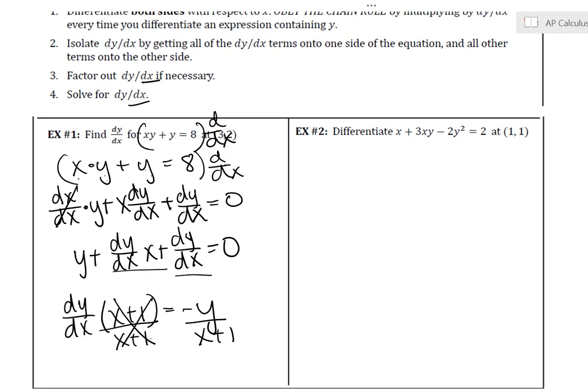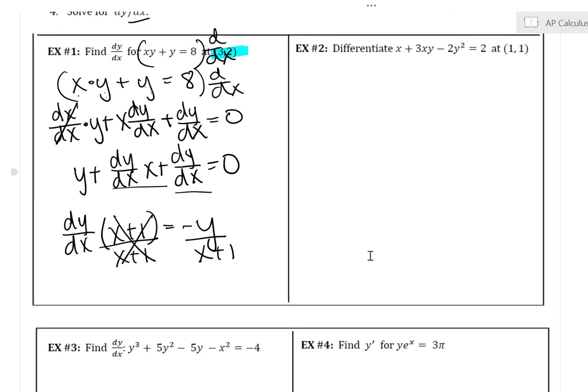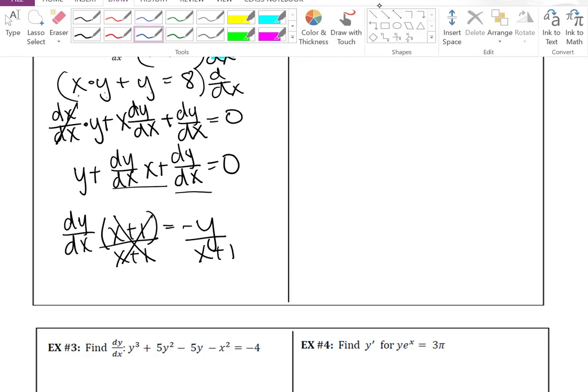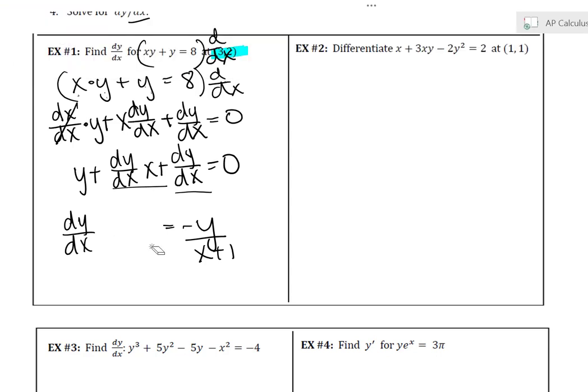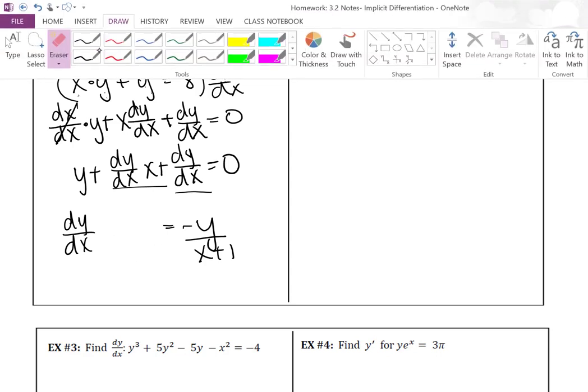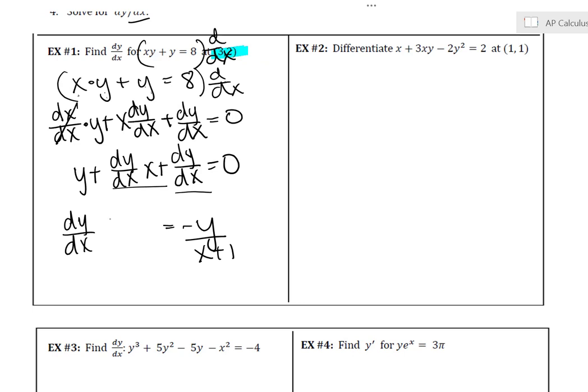So I just got the derivative of y with respect to x is negative y over x plus 1. Now it gave us a little bit more here. It said let's evaluate at 3, 2. So the next thing that we're going to do is I'm going to come in and add this term, and I'm going to erase this right here. So there we go. Now we're all good to go. And I'm going to say we're evaluating at the point 3, 2.